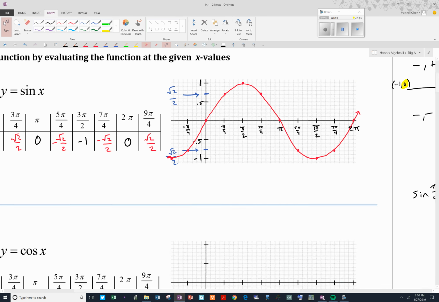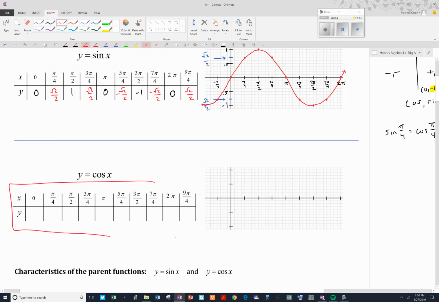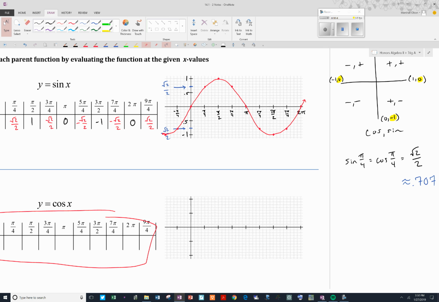So if you have a minute here, what I'd like you to try to do, and you pause the video, is to fill out this table using the process that we just did. Okay, so pause the video, try to fill that table out, and then we're going to start scaling this graph out as well.